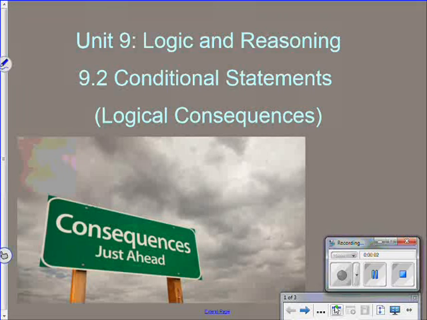Hey everybody, this is Mr. Munson, and we are in Unit 9, Logic and Reasoning. We're going to be dealing with concept number 2, which is conditional statements, basically logical consequences. Sometimes "consequences" gets to be a bad word in some people's lives, but it just basically means that if something happens, then something else will happen. It's a logical consequence.